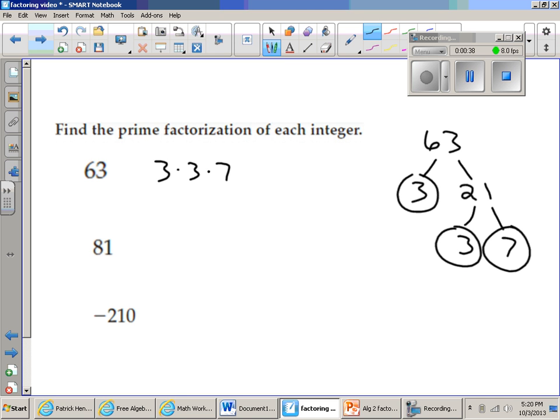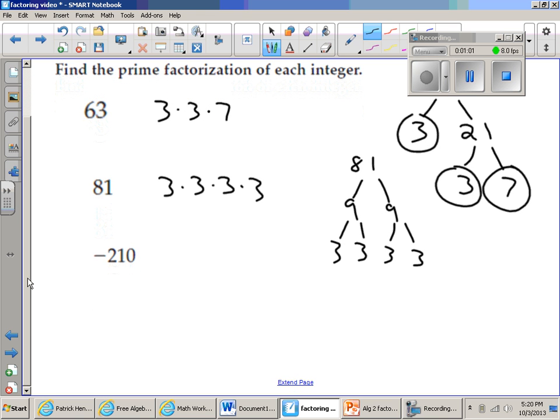Now I need the tree for 81. And there's multiple ways that we can do each one of these trees. But ultimately my prime factorization will be the same for every one. We all will get 3 times 3 times 3 times 3, no matter how we got to that.